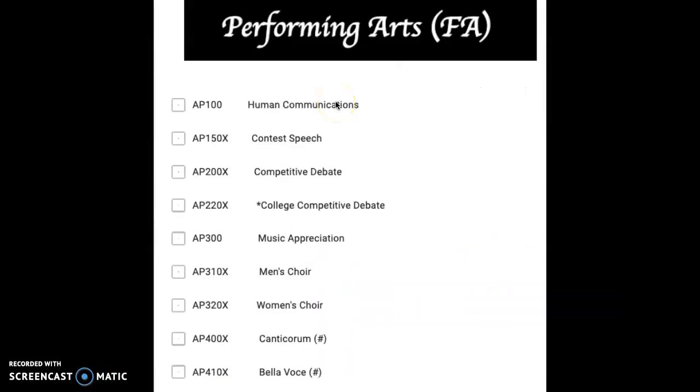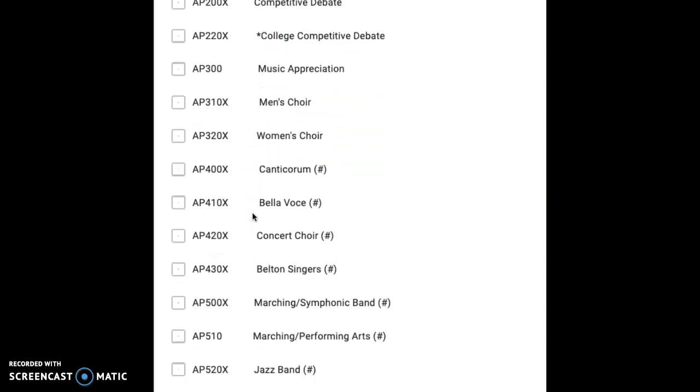A few reminders about course numbers. Course numbers that include an X are year-long courses. Any course number that does not have an X is a semester course. If you find courses that have an asterisk, that would be a college level course. And any course listing with a number sign at the end would be considered application or audition courses.